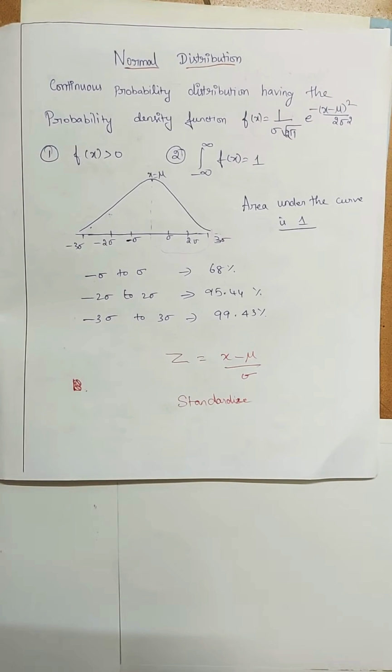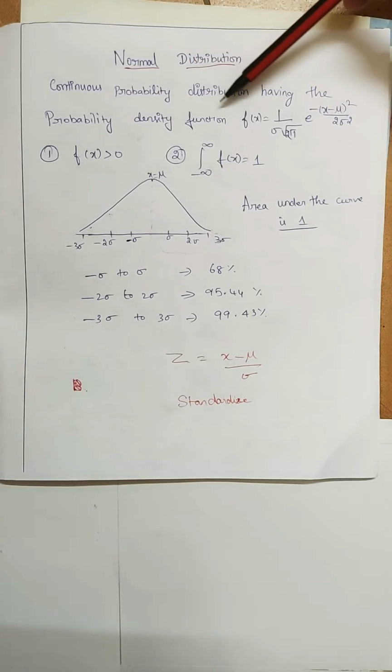Hello everyone. So far we have seen binomial distribution and Poisson distribution. These two are discrete versions, and in continuous versions we have seen exponential, and now one more continuous distribution, that is normal distribution. So we have four distributions in the syllabus: binomial, Poisson, both are discrete, and exponential, normal, both are continuous. So this is a continuous probability distribution having the probability density function.